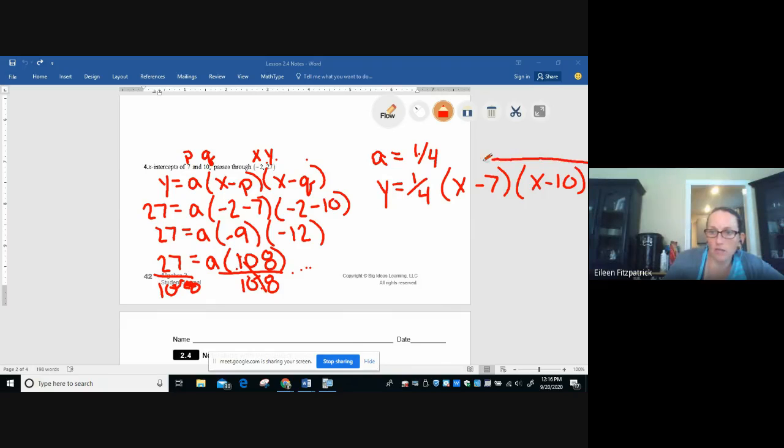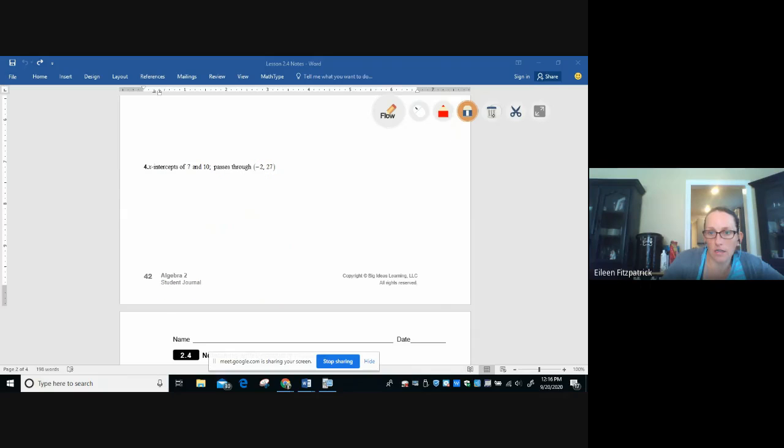Okay, so in vertex form, you need to know A, H, and K. In intercept form, you need to know A, P, and Q. Just waiting for it to stop being crazy. All right, let's delete.